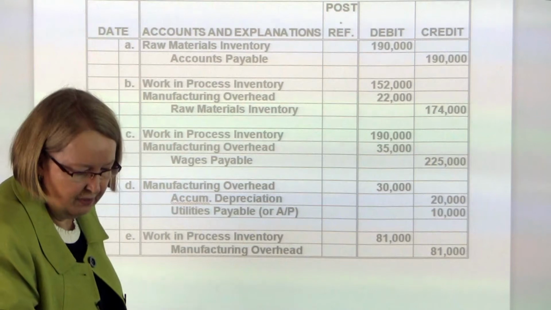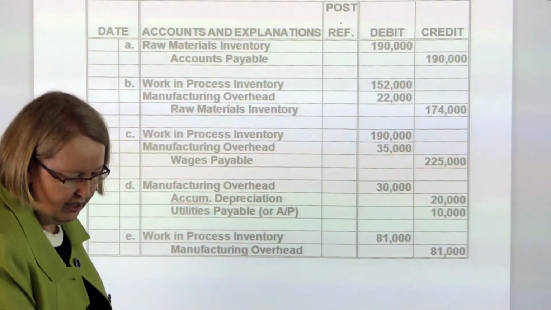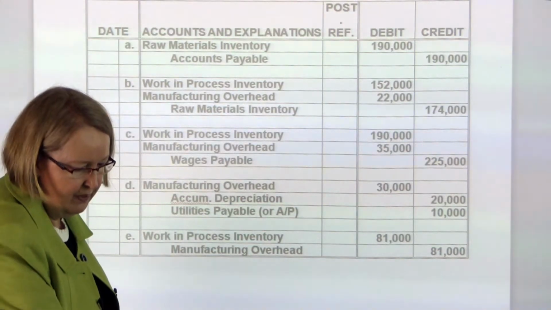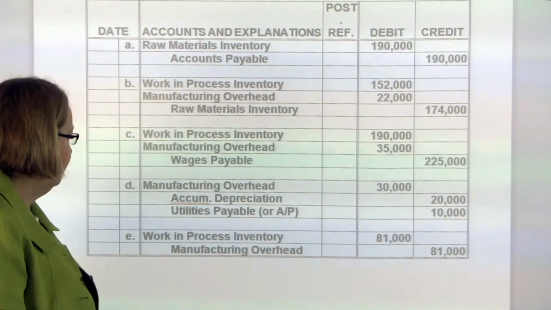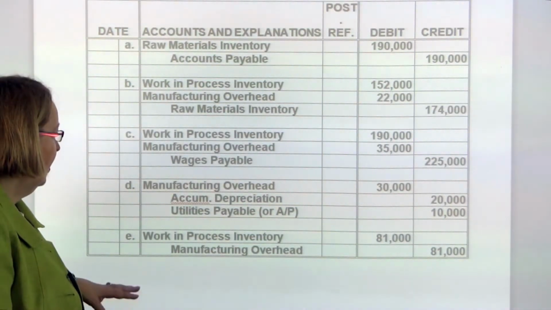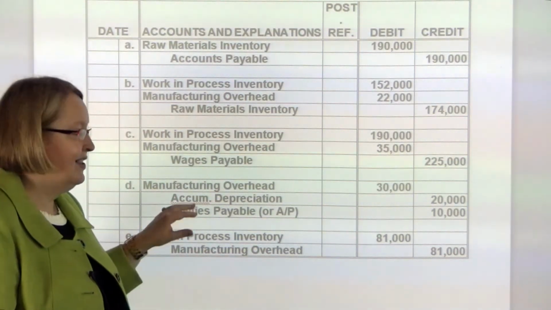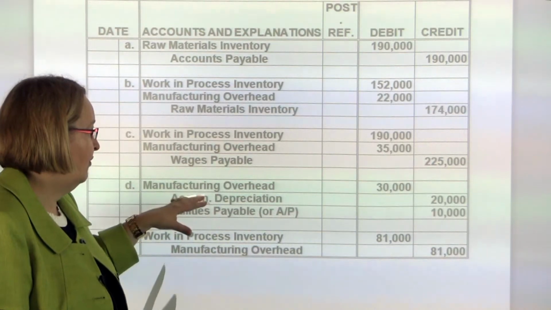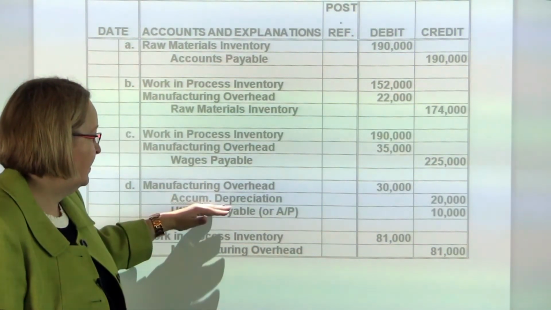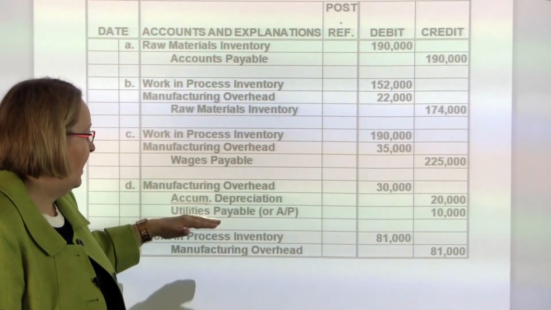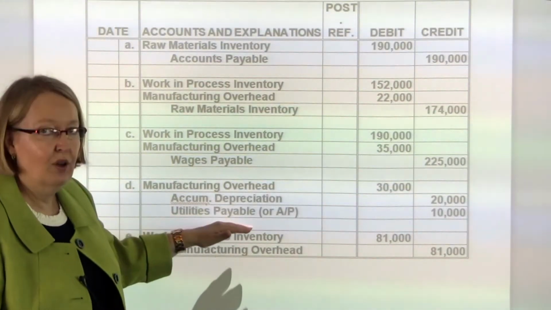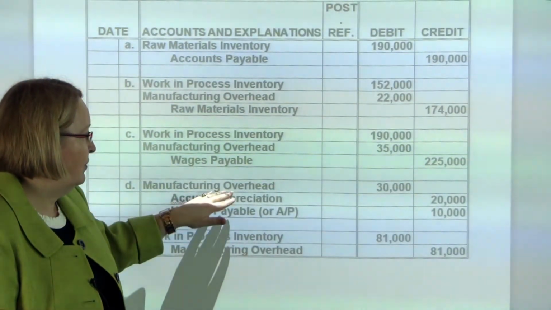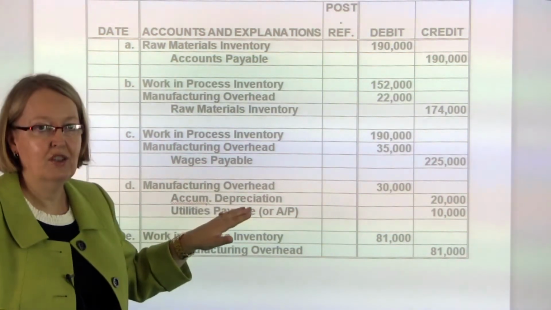The fourth one, number D, is to record the $20,000 of depreciation on the plant and equipment and the utility bill. So here, depreciation, if it's on the plant as opposed to the administration offices, it's going to be part of overhead. So accumulated depreciation, a credit, your utilities payable, credit of $10,000. The total of those two, $30,000, is going to go into overhead.